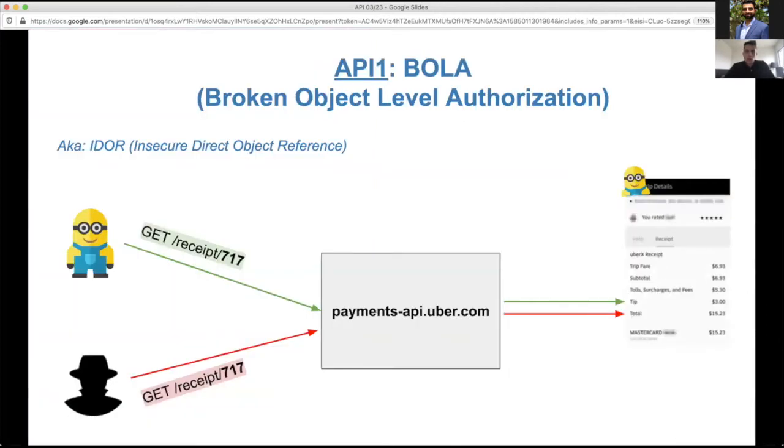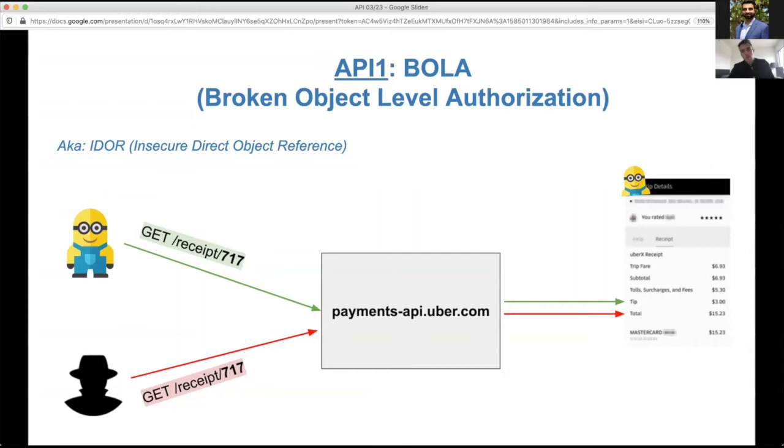So I want to talk about the first and the most common API vulnerability, which is broken object level authorization. You probably know this issue as IDOR, insecure direct object reference. I'm going to explain what is IDOR or BOLA. By the way, we decided to change the name from IDOR to BOLA just because IDOR is a cool name, but it's not very accurate. The problem is not with the object reference, which is the ID. The problem is with the lack of authorization.